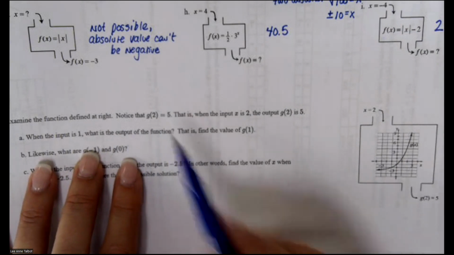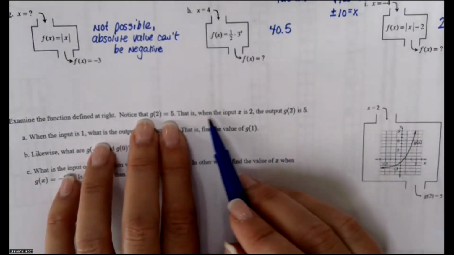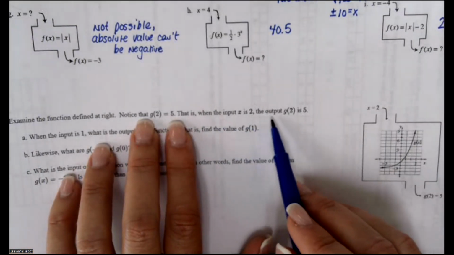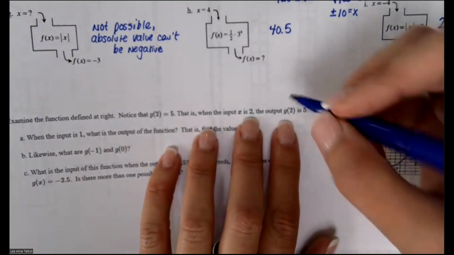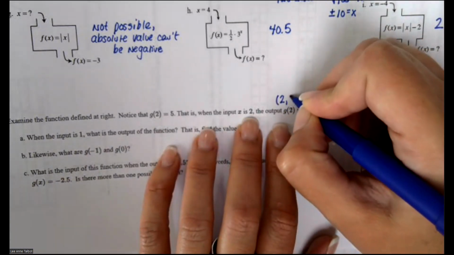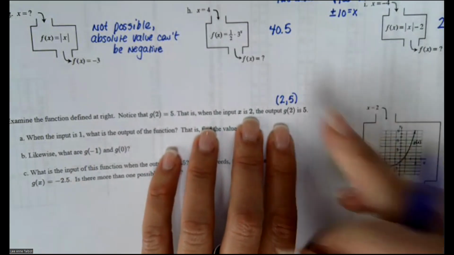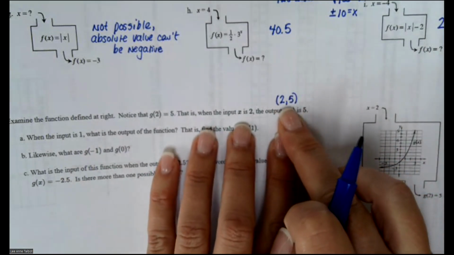Notice that g of 2 is 5. That is, when the input x is 2, the output g of 2 is 5. I'm going to write this in a format that is easier for you. I'm going to write it as a coordinate: (2, 5).